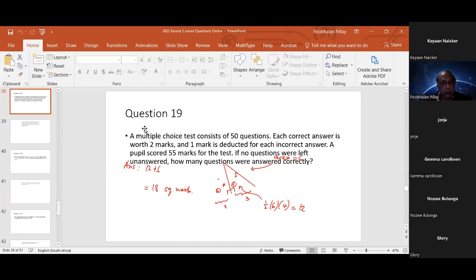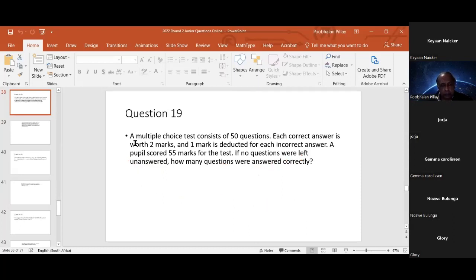Okay, so we go into question 19 now. The answer to the last problem was 18. That's the answer. Question 19. A multiple choice test consists of 50 questions. Each correct answer is worth 2 marks, and 1 mark is deducted for each incorrect answer.